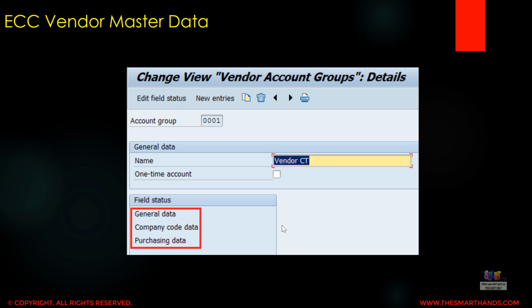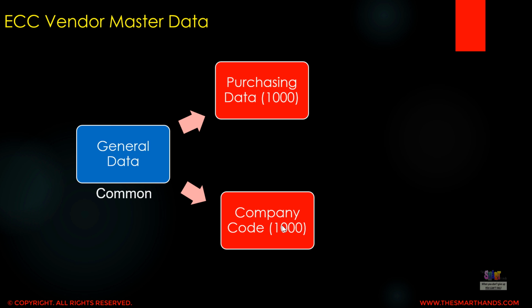Now the same thing in the ECC vendor. In the ECC vendor, we again have three types of data: general data, company code data, and here we have the purchasing specific data. And the same thing, we have the general data which is common, and we extend it for a purchasing organization, for example 1000, and for a company code, say 1000. We can again keep extending it.